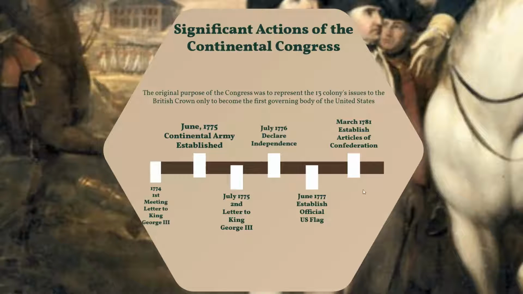Here I have a timeline of some of their significant actions. They wrote 2 letters to King George. They established a Continental Army, in 1775 declared independence, then established the U.S. flag in 1777, and then established the Articles of Confederation officially in 1781.